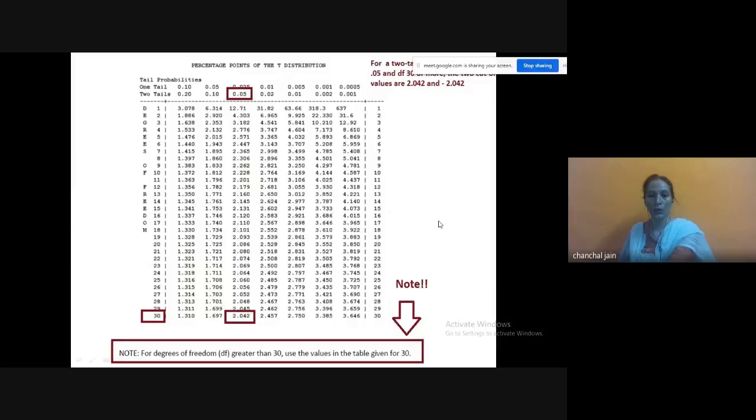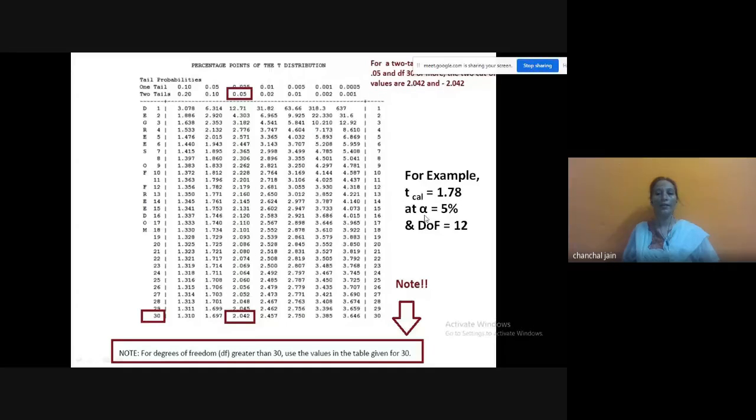So in the next slide you can see the standard t table. When you are going to calculate the independent sample t-test manually, you need to look at the standard tabulated value of t. For example, suppose you have calculated a t value of 1.78 at 5% level of significance and for 12 degrees of freedom. In that case, what you need to do is check the tabulated t value.